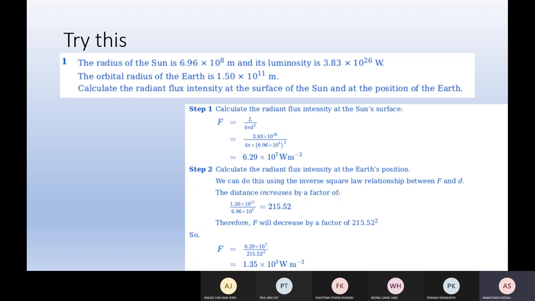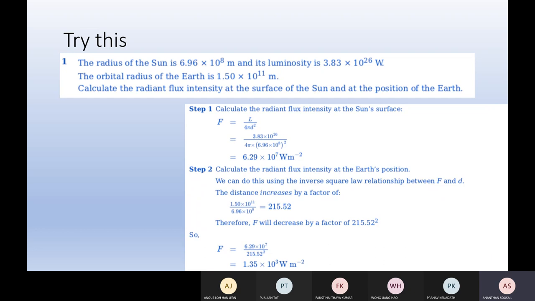1.5 times 10 to the power. So calculate the radial flux intensity at this position. We can do this using the inverse square law, F proportional to 1 over d squared. So the distance increases by a factor of this, then you get this flux. So you have to add the distance of the field.